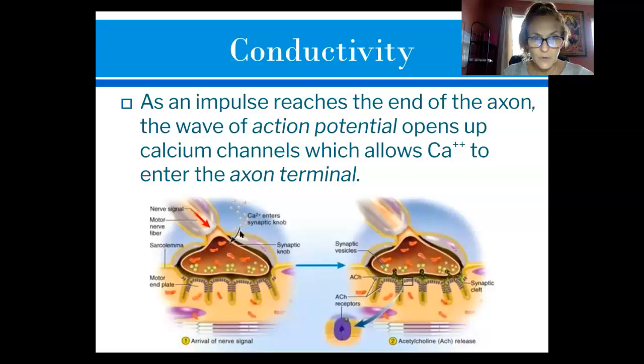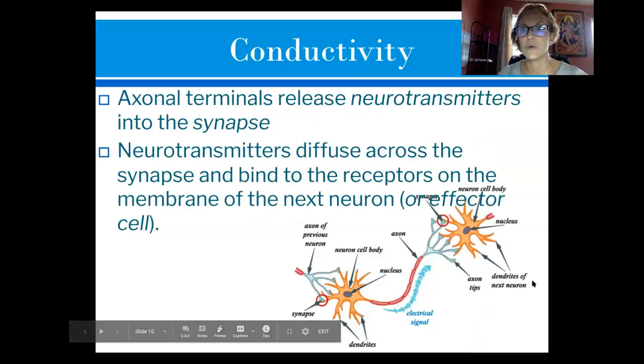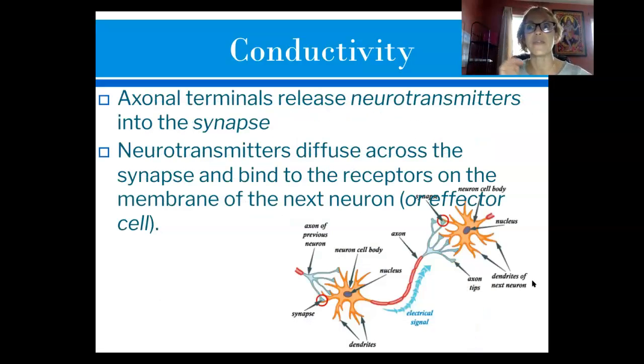So here, calcium rushes in. This is your synaptic bulb. The vesicles make their way to the surface and release whatever neurotransmitter they have. In this case, it's acetylcholine. Maybe it's dopamine in your brain. Makes you feel good. Okay, so that binds to a receptor at the postsynaptic cell.